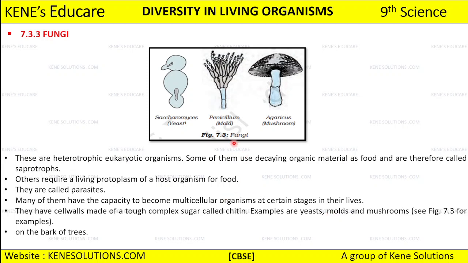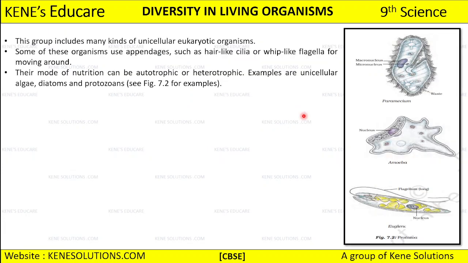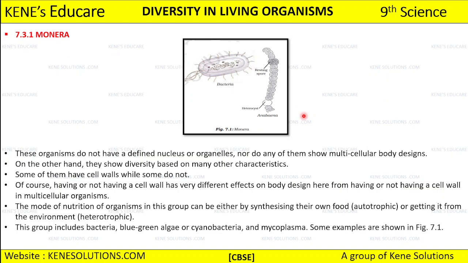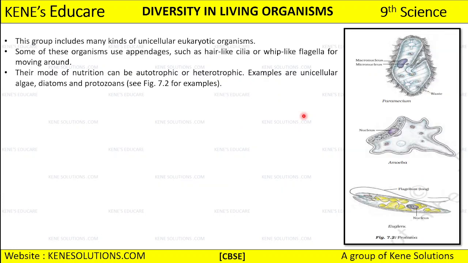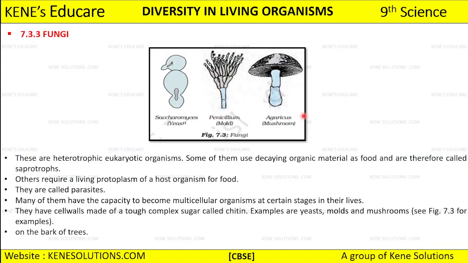So whenever you're writing an answer on fungi, you have to draw these three diagrams, labeling them as Saccharomyces yeast, penicillium is a mold, and agaricus is a mushroom. So these are the three different examples of the fungi which have been given. So here we complete this third kingdom as well. So we started with kingdom Monera, then we studied kingdom Protista, and then we have now discussed kingdom fungi.